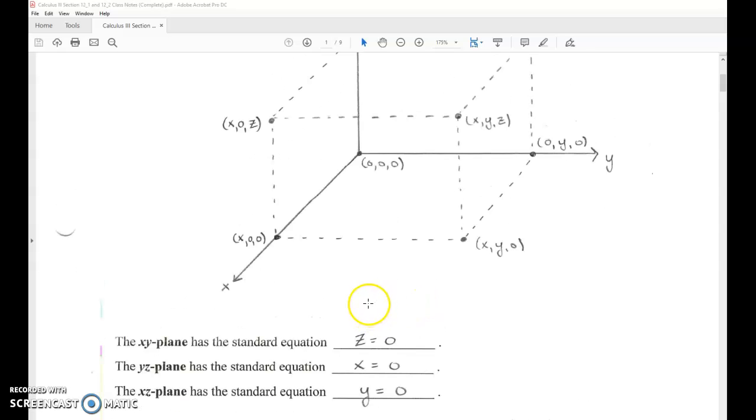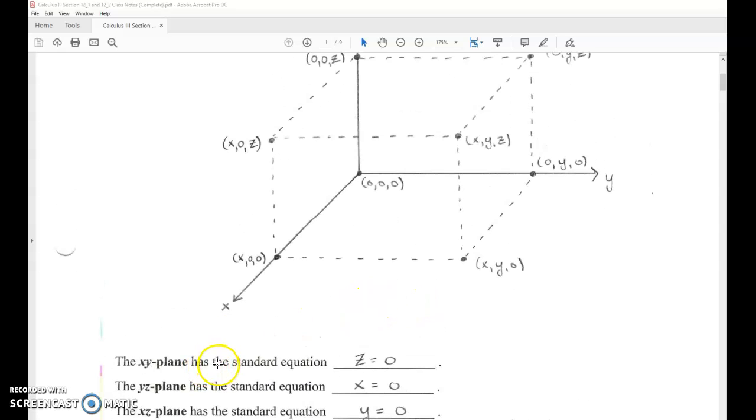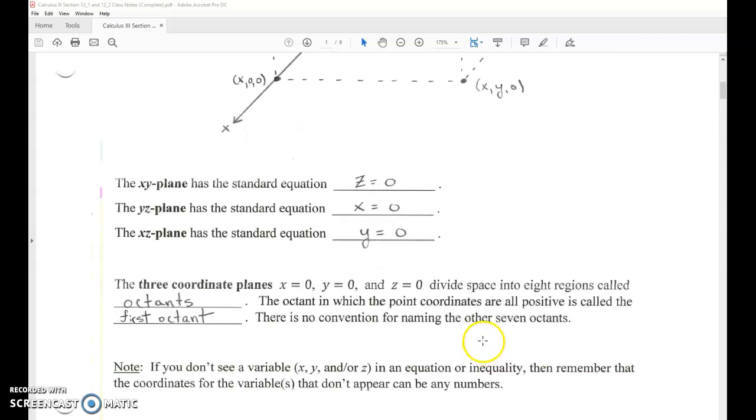Notice that if I wanted to talk about the xy plane, it has what's called the standard equation z equals 0. That means the z coordinate is always 0 on the xy plane. The x and the y are anything, so it covers all x points, all y points, and we just say the equation z equals 0. The yz plane has a standard equation x equals 0, and the xz plane has a standard equation y equals 0, the same thought process.